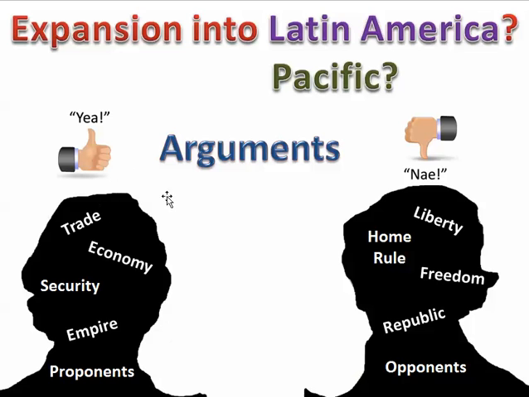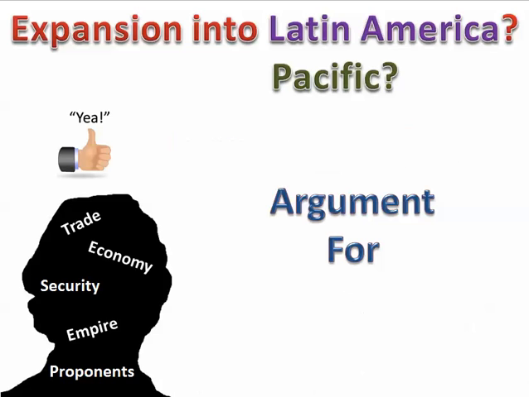So the proponents said yes. The opponents, the people against expansion, say no, we're a republic, we're not an empire, that we have ideals such as freedom and liberty and home rule, government by the consent of the governed. No, we should not expand into these foreign lands. So let's look at this first argument, and let's look at a few cartoons in the newspaper at the time and some of the statements that were made.